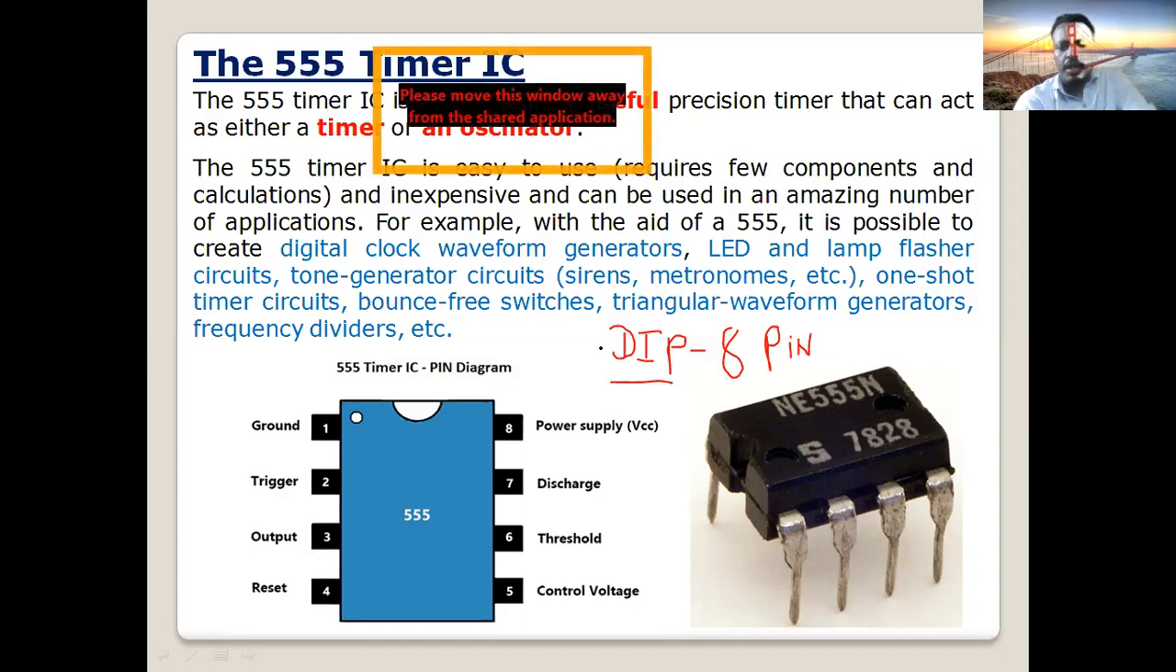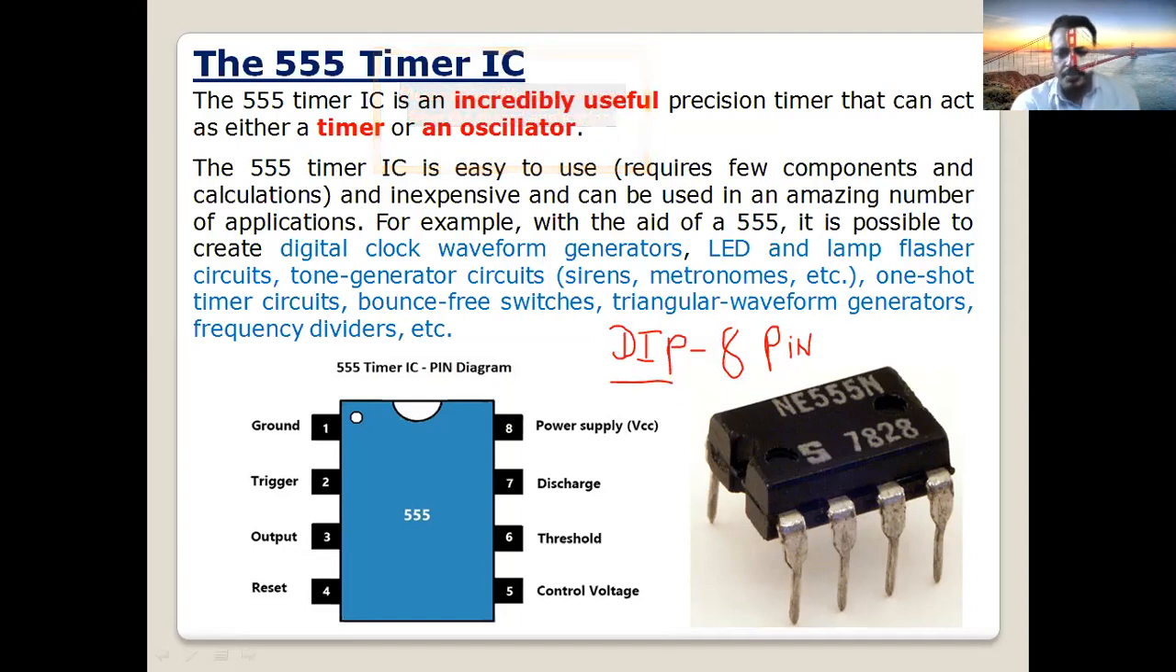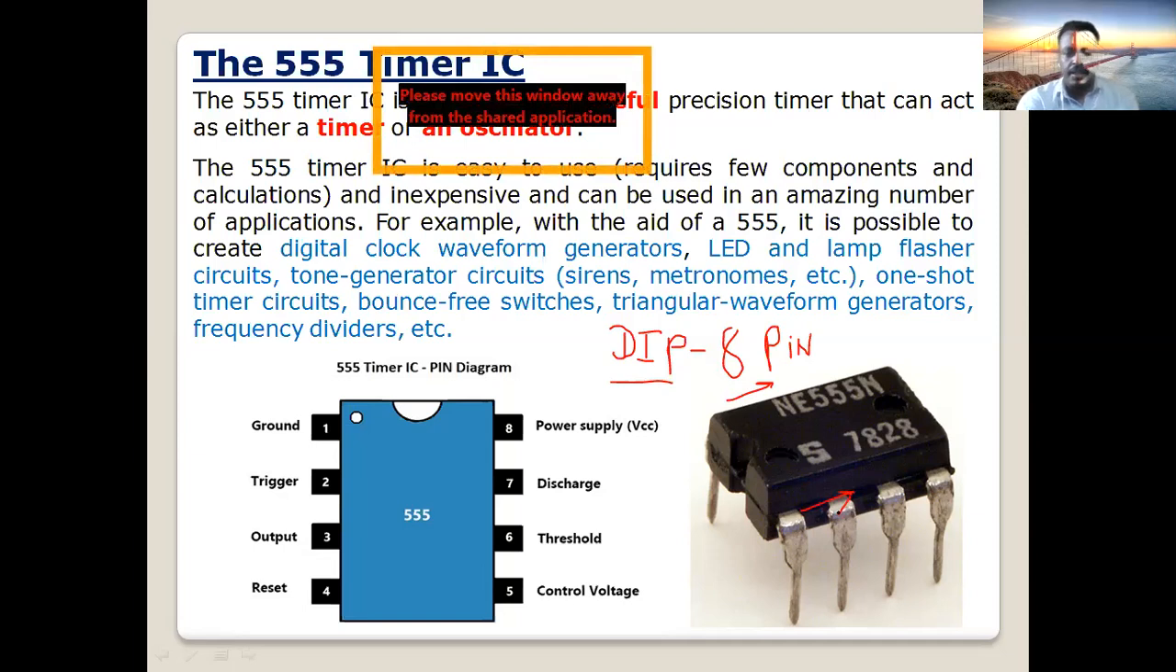Dual inline package means these 8 pins are divided into two, 4 pins on the left side and 4 pins on the right side, so it's a dual package. Dual inline package, that's why we call it DIP. So here, as you can see, there are 4 pins on this side and 4 pins on this side. Total 8 pins. So let's see the timer pin diagram.